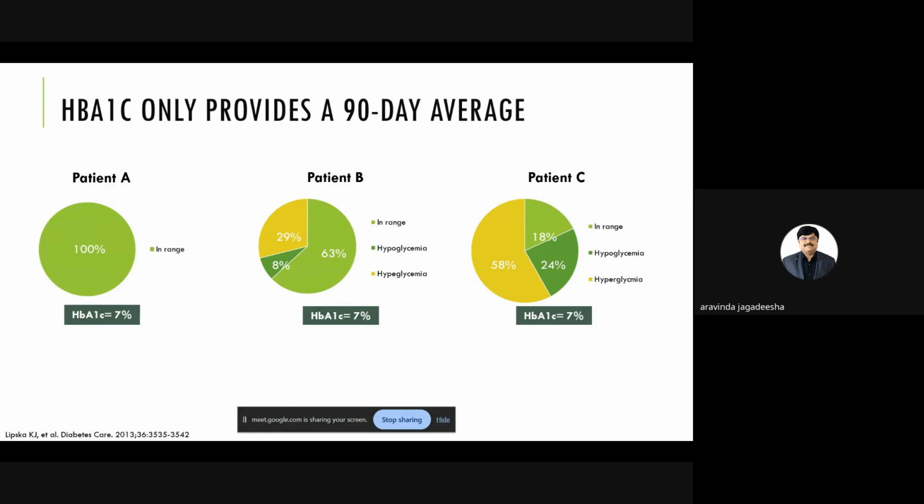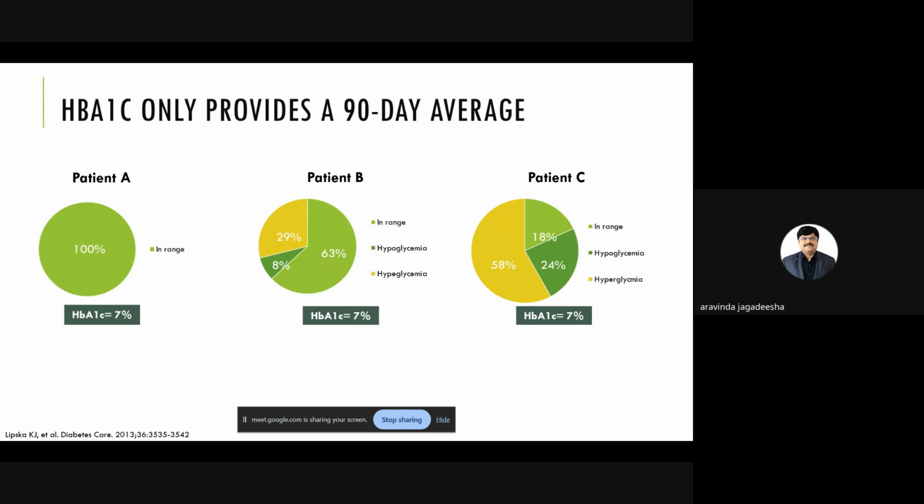You can see three different patients, patient A, patient B, and patient C, and how the differences will be there. On the left-hand side, you can see patient A, HbA1c, if it is 7, 100% may be in range. That is one type of patient. In the middle, patient B, even though the HbA1c shows 7, in range you can see 63%, 8% hypoglycemia, 29% hyperglycemia. That is HbA1c less than 7. See the difference compared to patient A, how the differences are there.